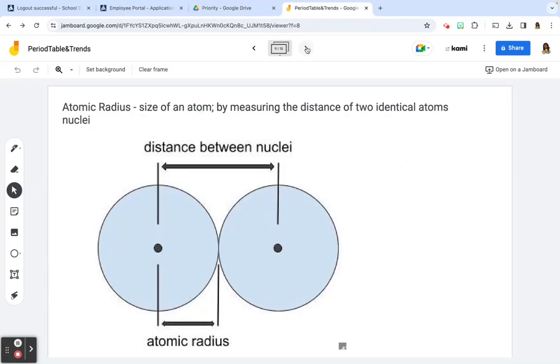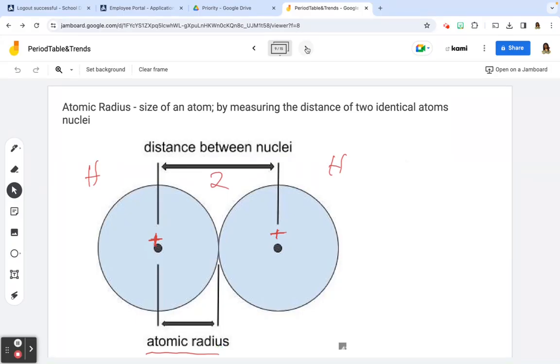We are able to measure that size of the atom by taking two identical atoms. For instance, let's say these two atoms here are hydrogen. And we know that hydrogen has one positive proton in its nucleus. So scientists have been able to link two identical atoms together and measure the distance between the nucleus of them. They take that distance between them and divide it by 2. And that gives you what we call the atomic radius.